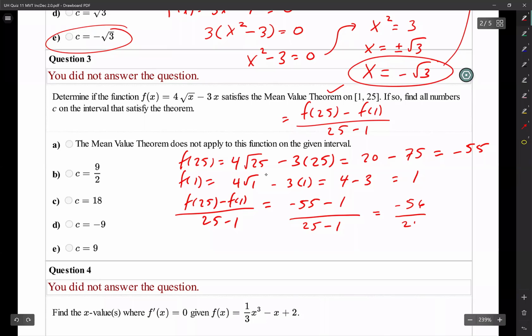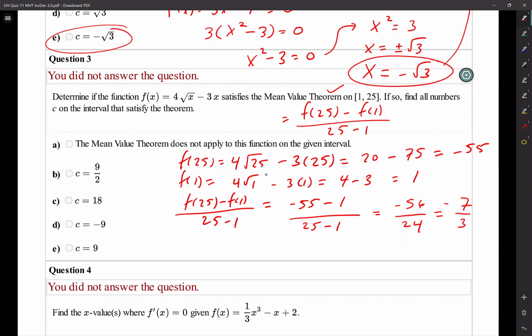-56 over 24. That reduces, what, by 8? 8, 16, 24. And 8 times 7 is 56, so -7/3. Let me know if I'm wrong. I make mistakes all the time. That is not the answer.